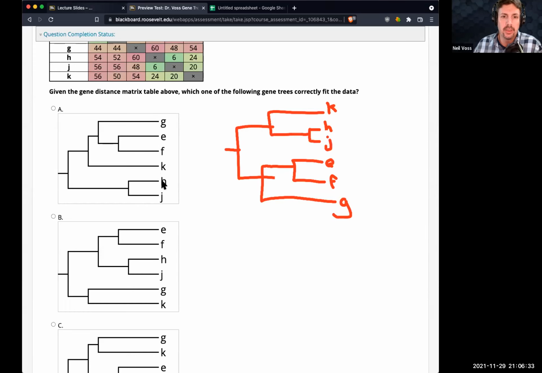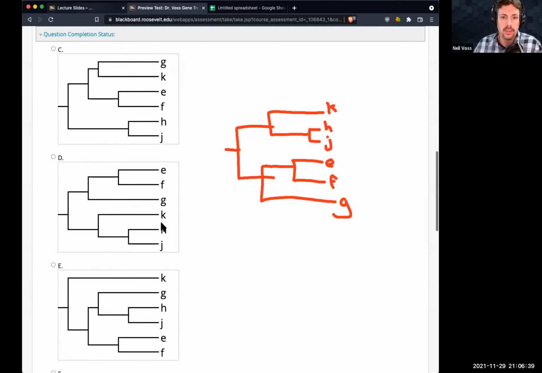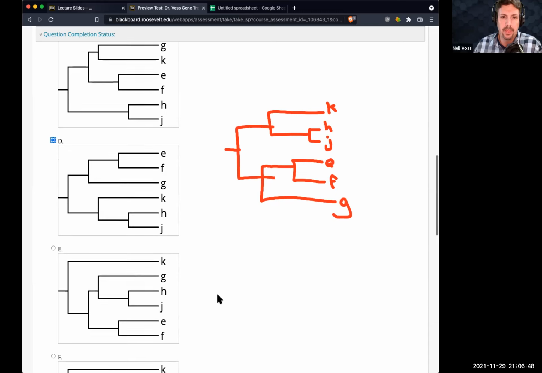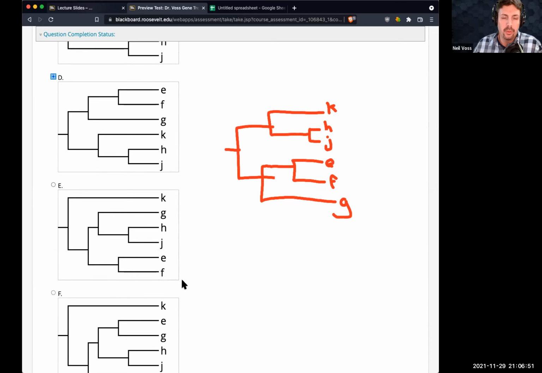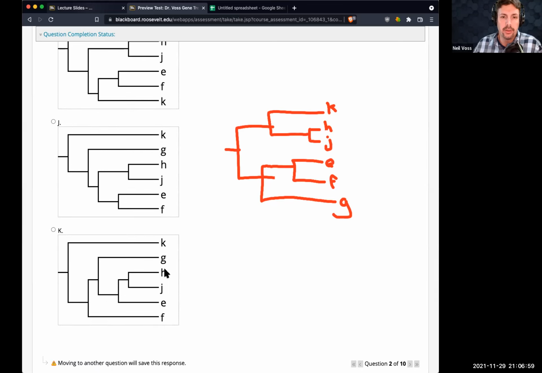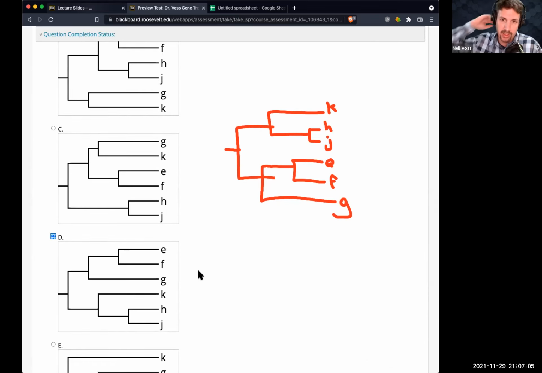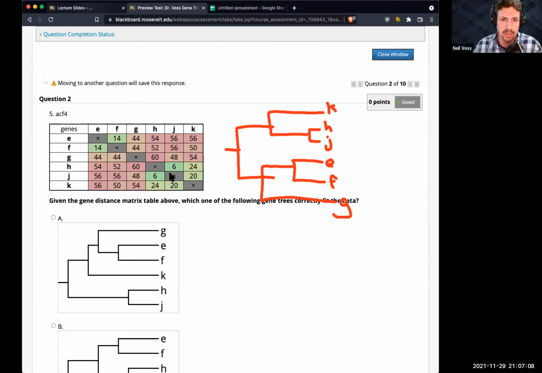EF connected G, but then we know H and J connect to K pretty quickly. So HJ no K, HJ no K, HJ K. Okay, that's good. EF G. Yeah, I'm thinking B is the answer there. HJ to K, nope. HJ to K, no. All right, so yeah, this is the only one that makes sense to me because HJ and K seem to go together, because this 24 and 20 seem to be significantly less than all the other 40s and 50s that are out there.